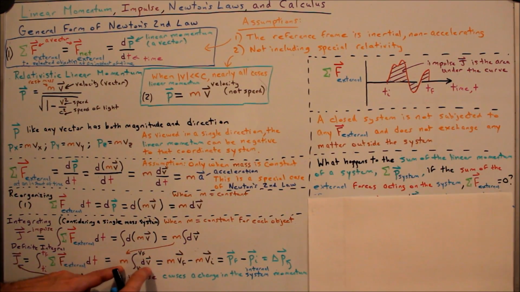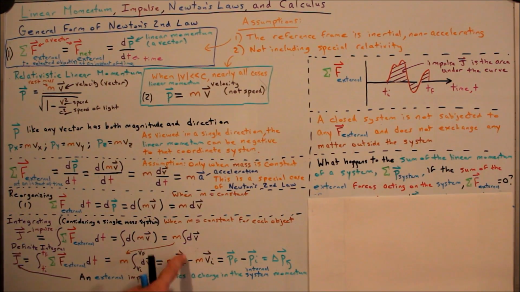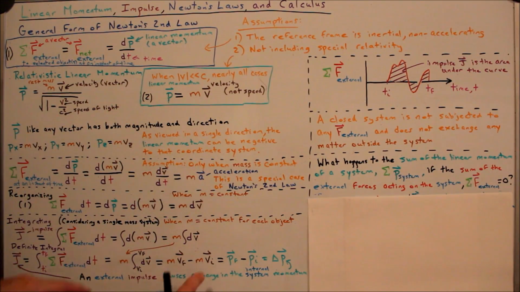If I take that integral, that's just my mass times my final velocity minus my mass times my initial velocity. Well, mass times final velocity is just my final linear momentum, and this term is just my initial linear momentum. So that's my change in linear momentum. So this external impulse from external forces causes a change in the linear momentum of the system.